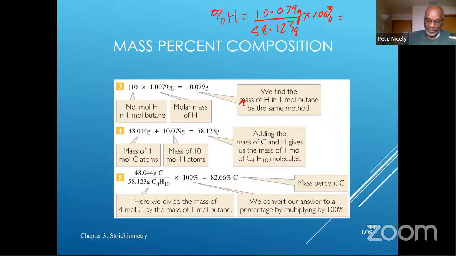Okay, so let me work that out. So 10.079 divided by 58.123, times 100. And the answer I got is 17 point, round off to how many sig figs? 5 sig figs. So that would be 17.341 percent. All right. And of course, when you add the 17.341 to the 82.66, you'll get, if not 100%, a number very close to 100%.